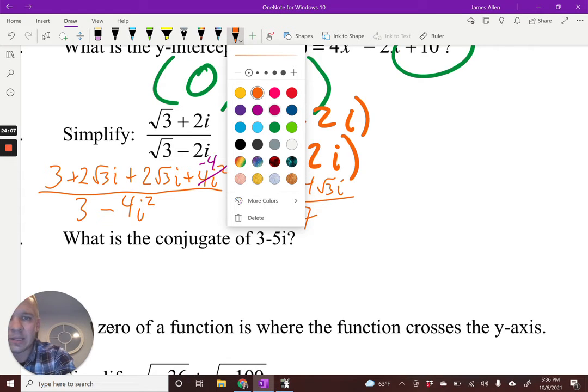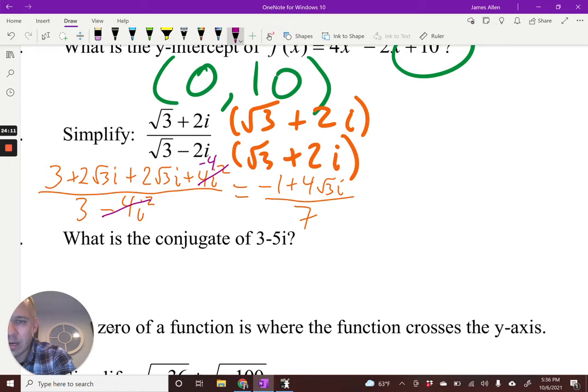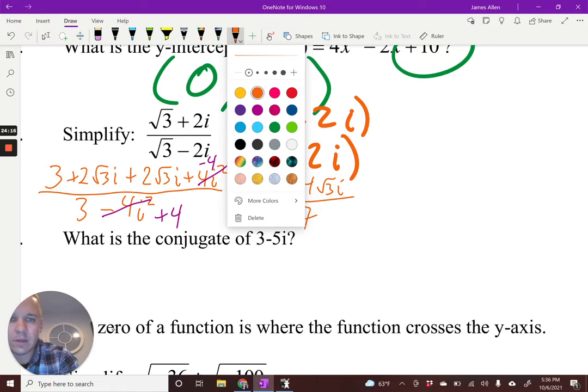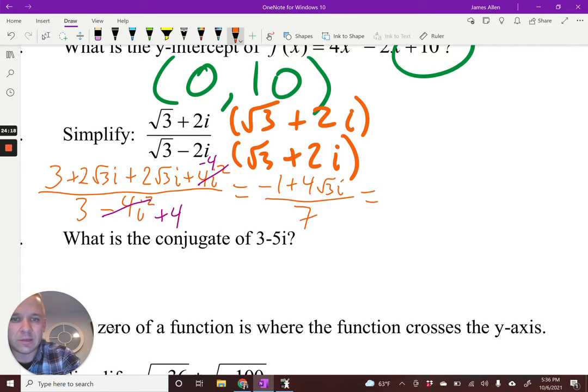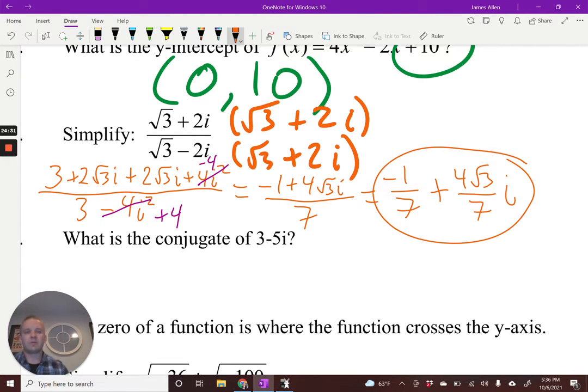So in the same regard as the last one, that becomes positive 4. All of it, okay, including that negative. So now for my final answer, I'm going to rewrite this as negative 1 over 7 plus 4 root 3 over 7i. Two separate terms there. Some will accept it as the previous step. I like to write it as two separate just because it says that it's a plus bi.